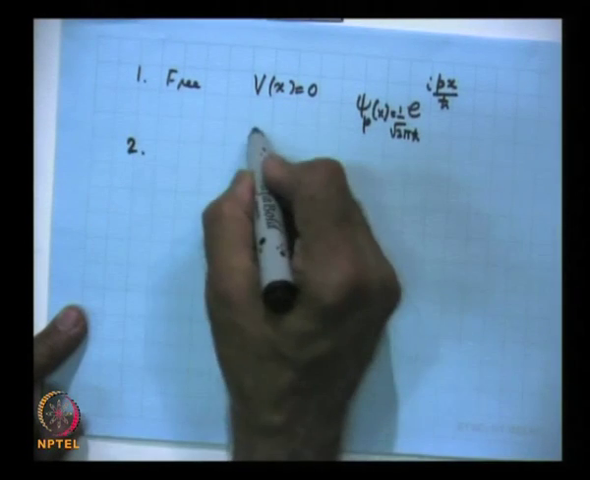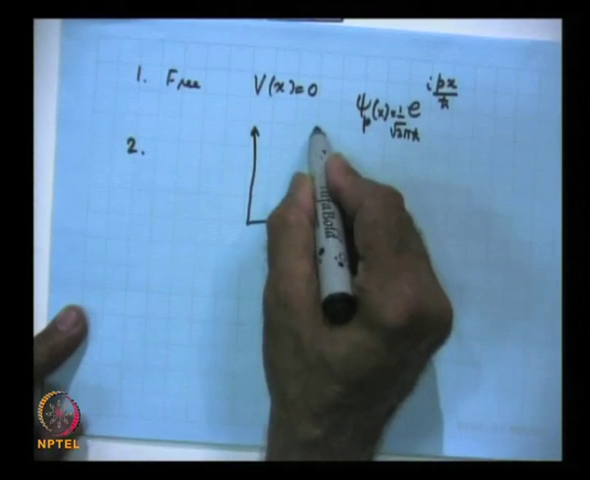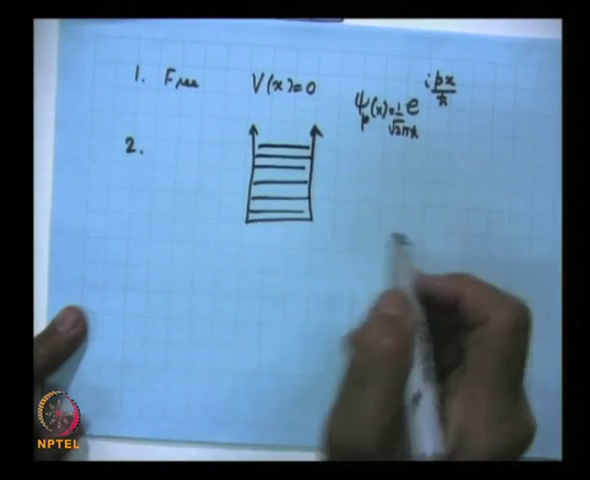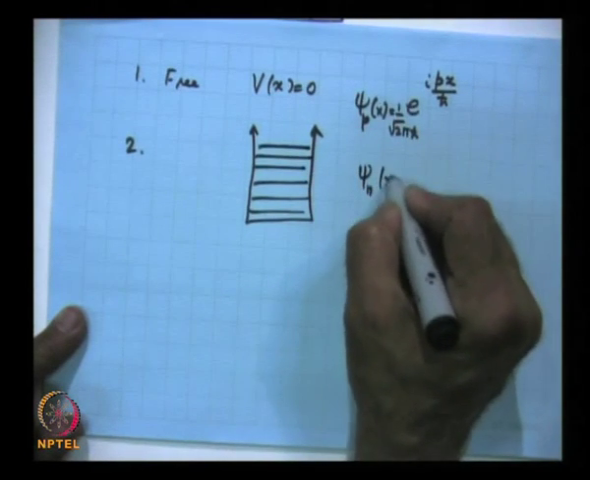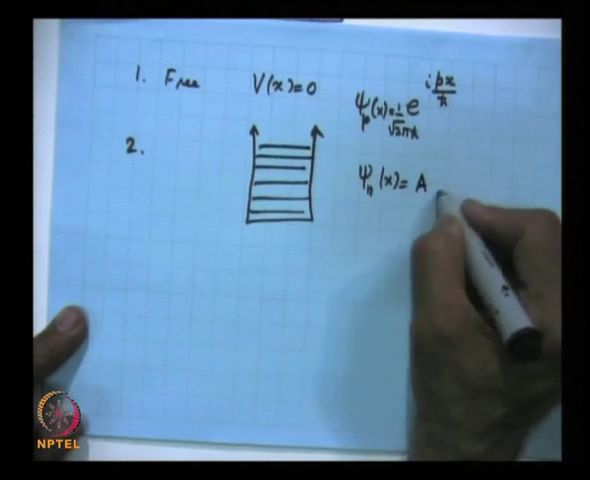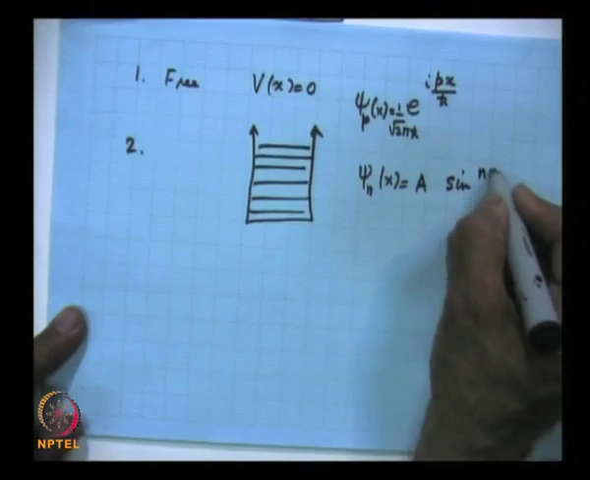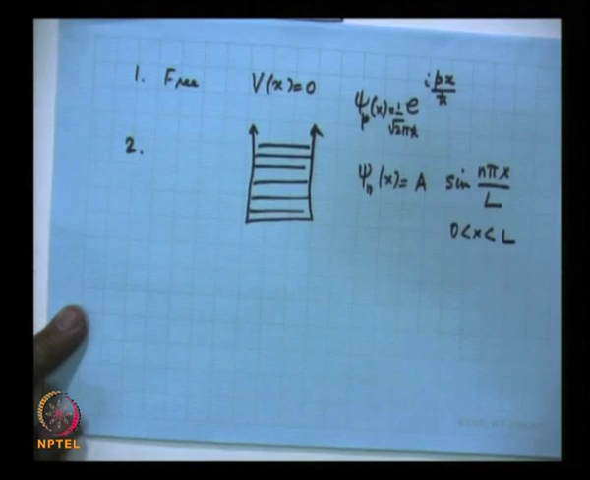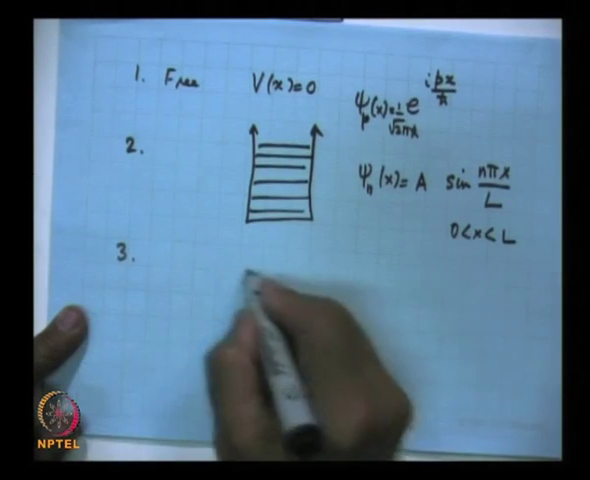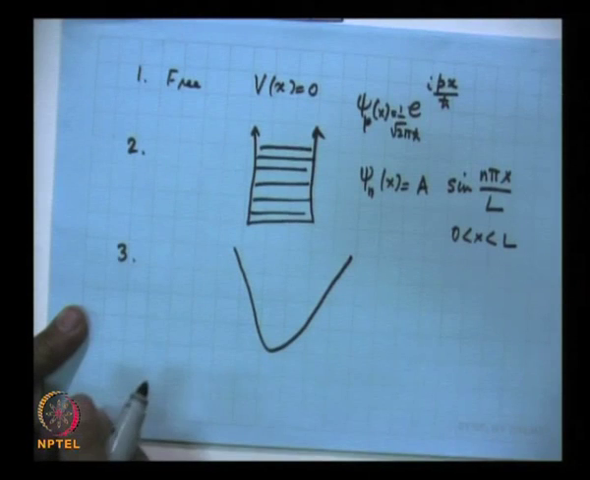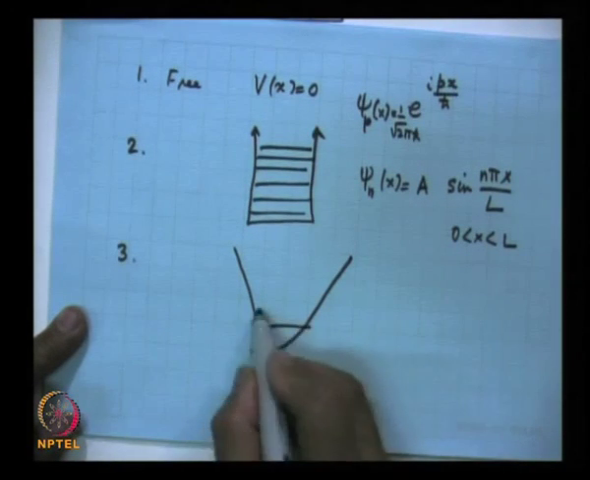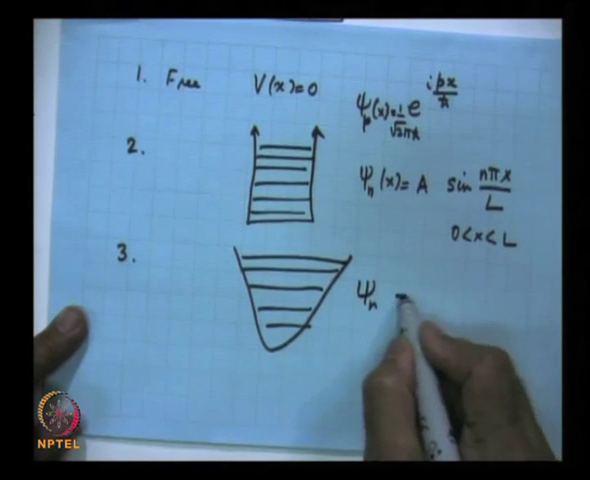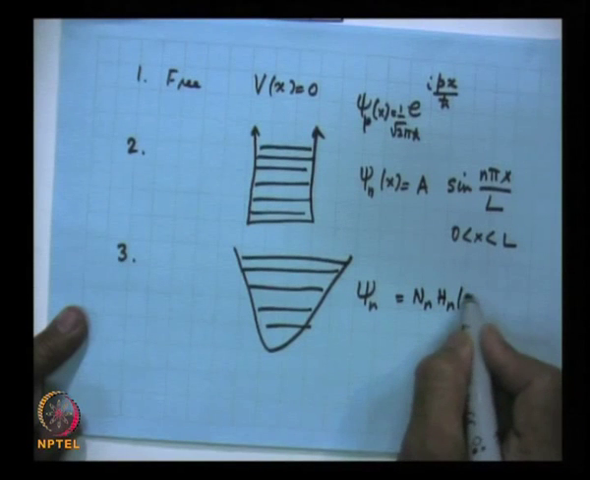Then you consider a particle in an infinitely deep potential box, where the potential is infinite outside. Then you have only discrete states, no continuum states, and we had psi n of x equal to A, the normalization constant, times sin n pi x by L, for x between 0 and L. Then we considered the harmonic oscillator problem, in which V of x is equal to half mu omega square x square. This also has an infinite number of discrete states, and the wave functions are, as I have told you many times, the Hermite Gauss functions.